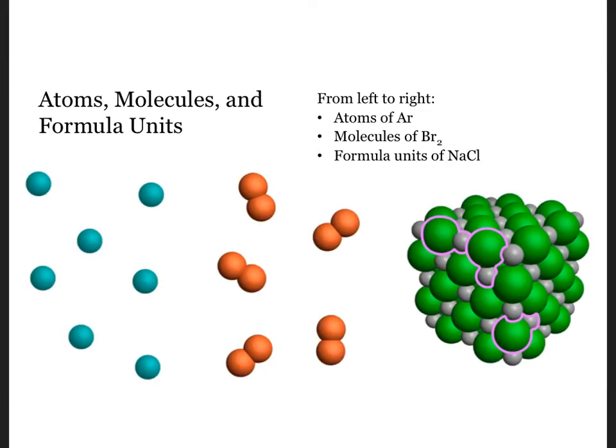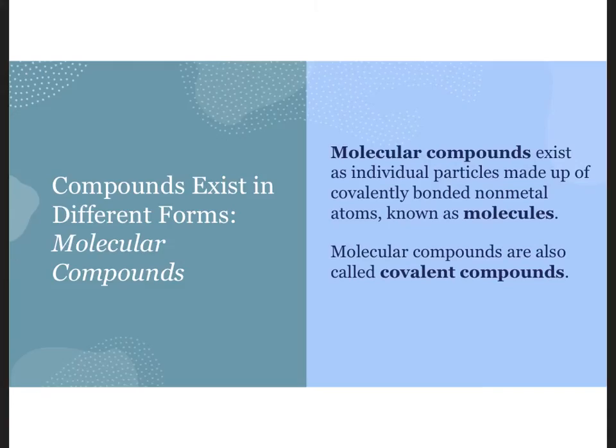As we encounter more examples of compounds and formulas, you'll notice that we distinguish between atoms of an element, molecules, and formula units. So how do we tell the difference? Molecular compounds are those compounds made up entirely of nonmetal atoms. Because nonmetal atoms are all on the same side of the periodic table, they will share electrons in covalent bonds, which is why molecular compounds are sometimes called covalent compounds.